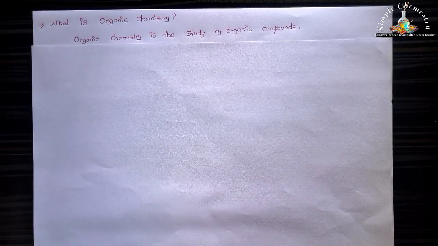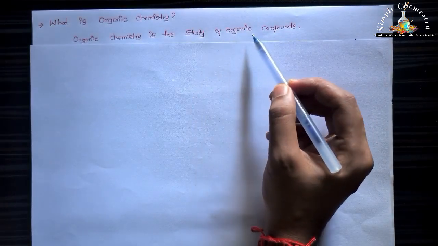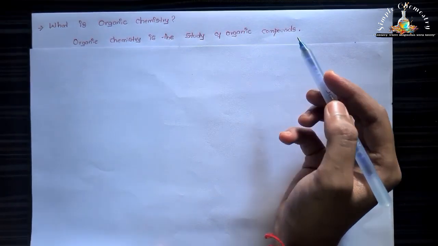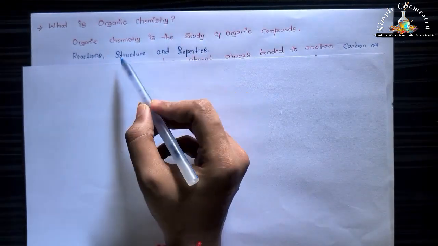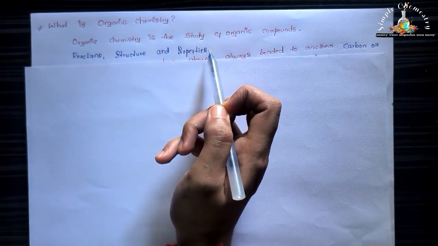Hello everyone. Today we are going to discuss the topic of organic chemistry, class 11, the first chapter, some basic principles and techniques. Before we study the basics of organic chemistry, what is organic chemistry? Organic chemistry is the study of organic compounds. In organic compounds, we are going to study the properties, reactions, and structure.